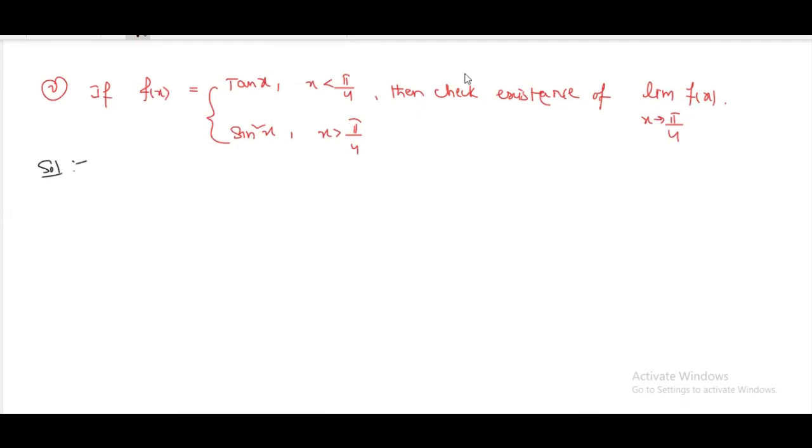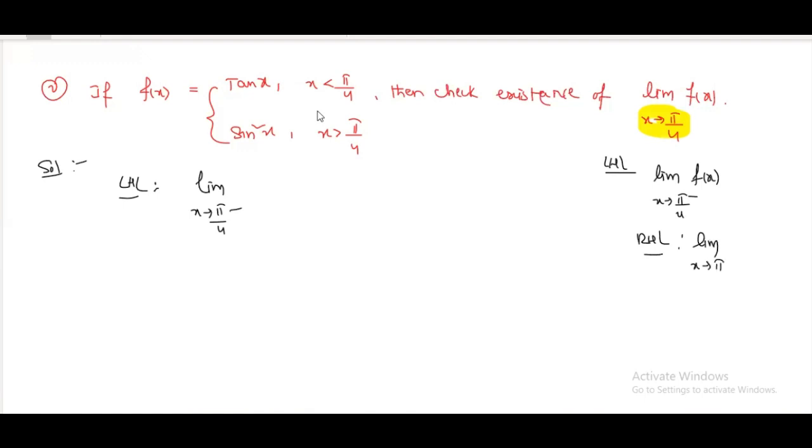First I will check the left hand limit. Here they are talking about x tends to pi by 4, so we have to check pi by 4 minus and pi by 4 plus. We should check the left hand limit. The left hand limit is limit x tends to pi by 4 minus f of x, and the right hand limit is limit x tends to pi by 4 plus f of x. This we have to check.